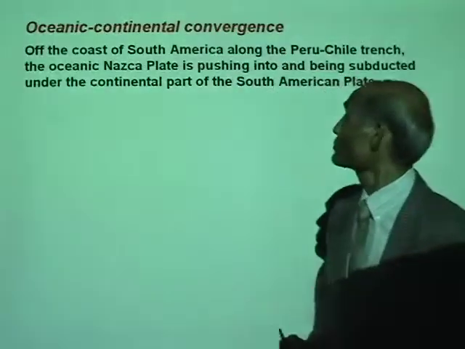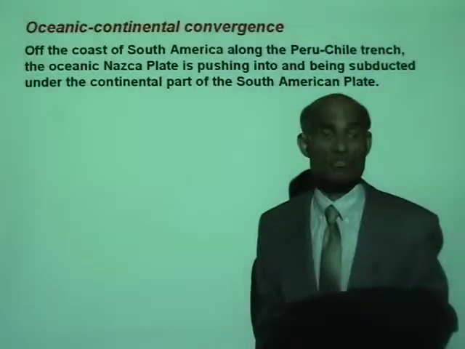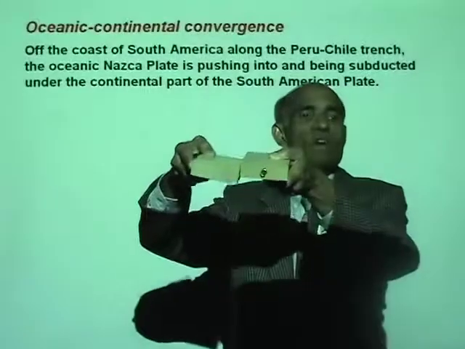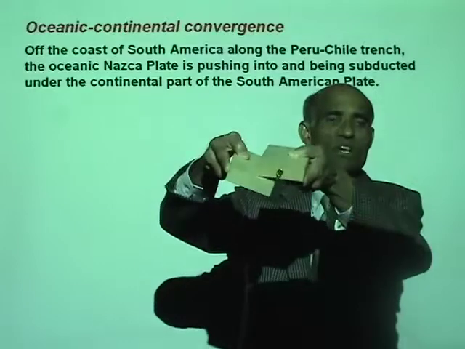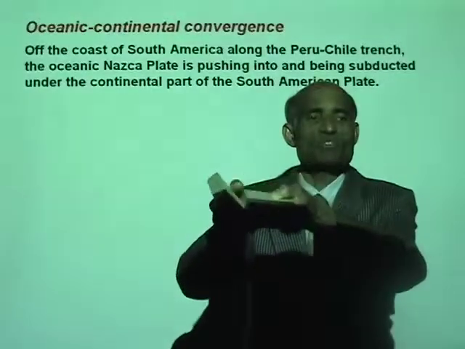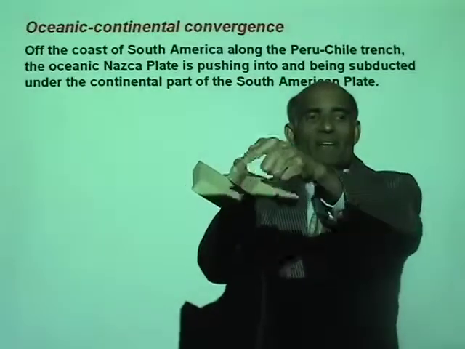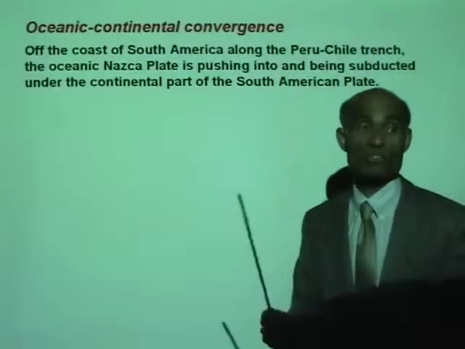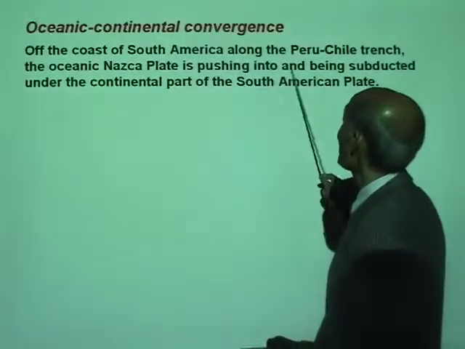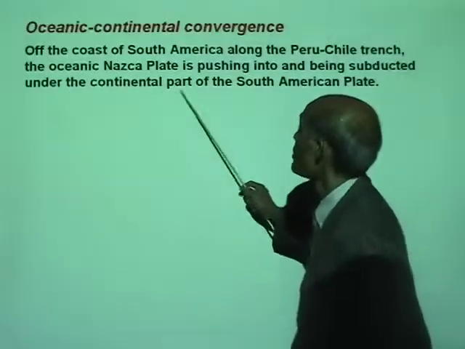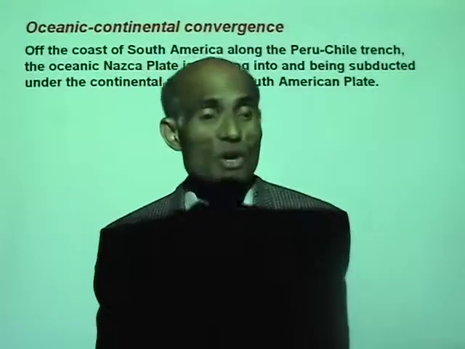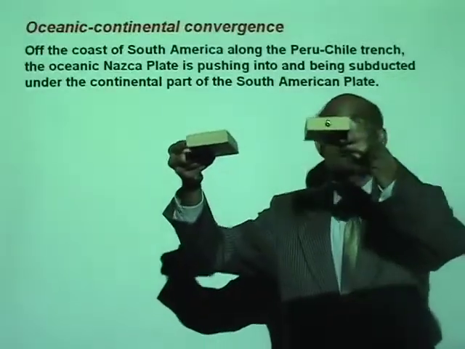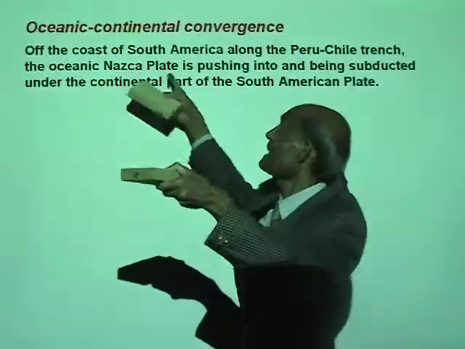Now, off the coast of South America, along the Peru-Chile Trench. Now, actually, where two plates, now let me see if you can see that. Where two plates come and converge, where one sinks underneath, is what is called a trench. You can actually see a trench created there. So, off the coast of South America, along the Peru-Chile Trench, the oceanic Nazca plate is pushing into and being subducted under the continental plate of the South American plate. So, if this is the South American plate and this is the continental plate, the continental plate is the South American plate, and this is the oceanic Nazca plate.